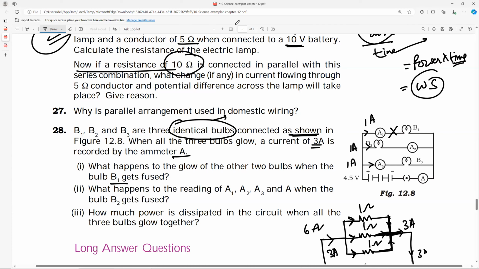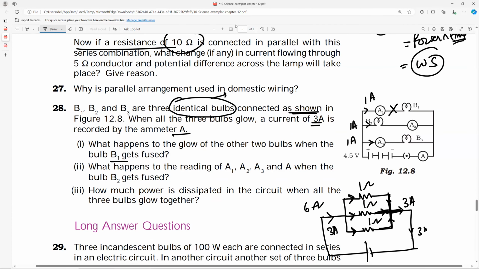Here it is asking what happens to the reading of A1, A2 and A3 when bulb 2 gets fused. So bulb 2 is getting fused. So A2 reading will be 0, A1 will be 1 ampere, same. This will also be 1 ampere. And A3 was previously reading 3 ampere. Now it will start reading 2 ampere because one of the bulbs got fused. Okay. Everybody understood?